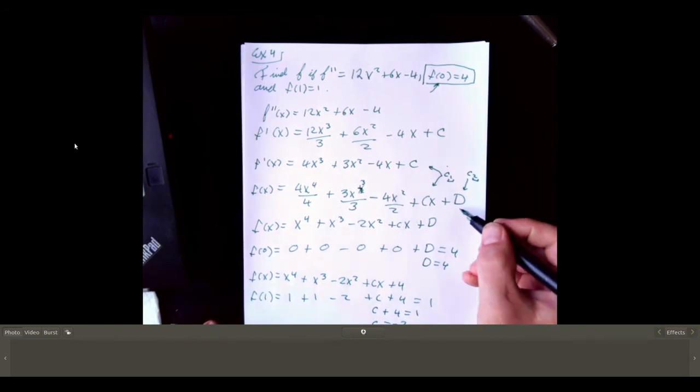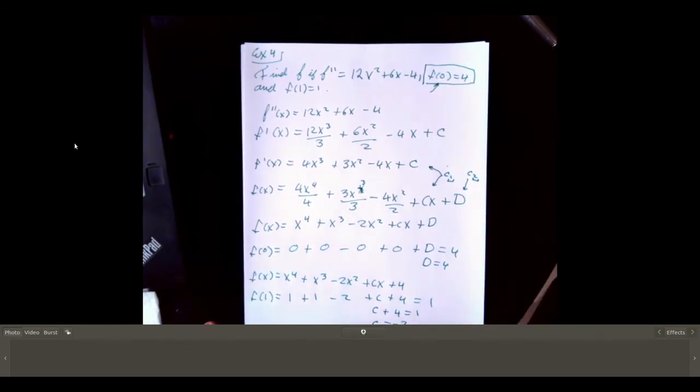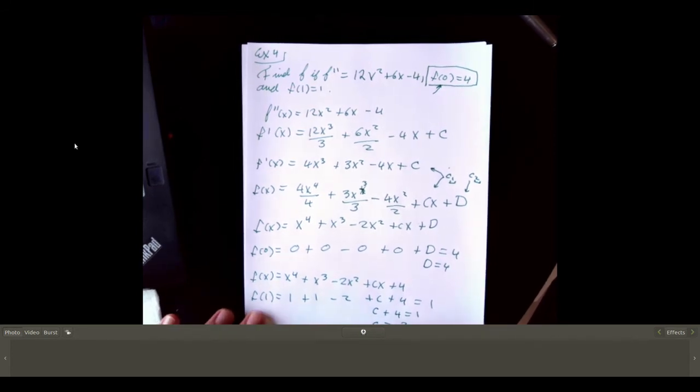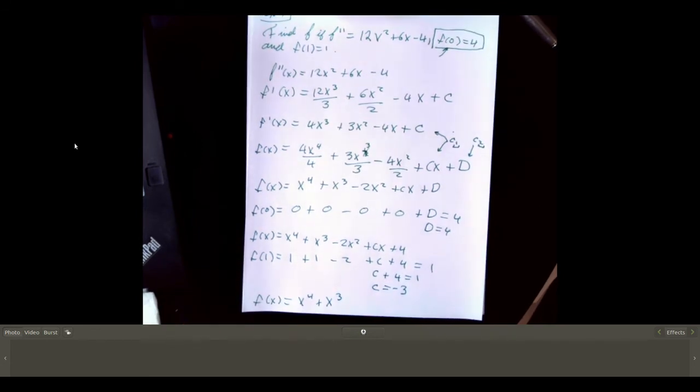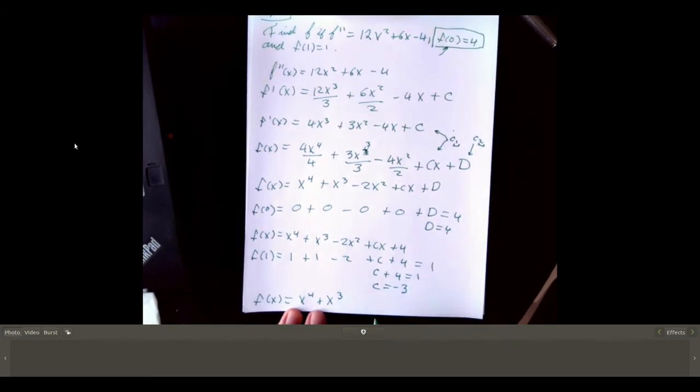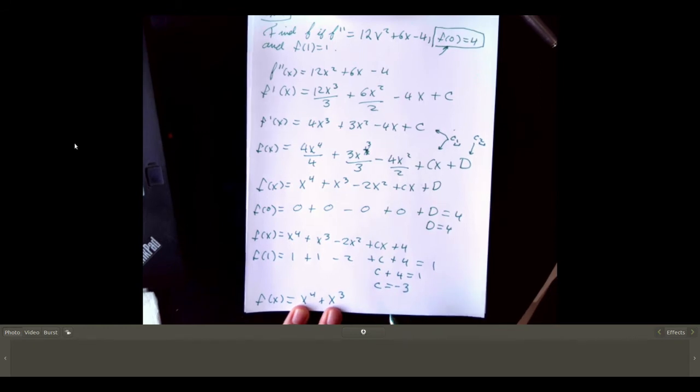Combine that with what we had, and we get f of x is equal to x to the fourth plus x cubed. Oh gosh, I've written off the screen. I'm sorry. X to the fourth plus x cubed minus 2x squared minus 3x plus 4. Sorry, I'm using a document camera now.